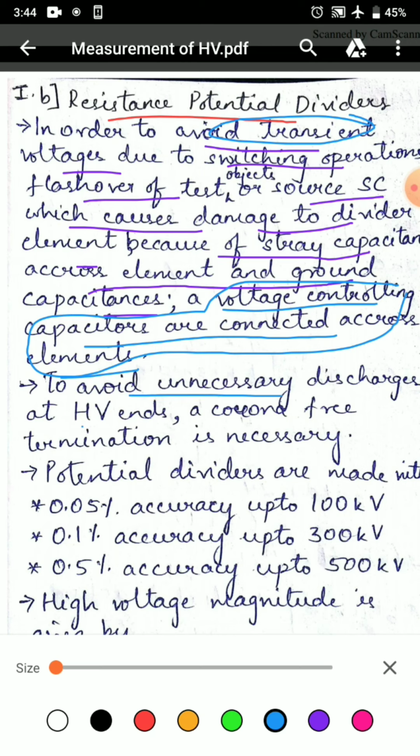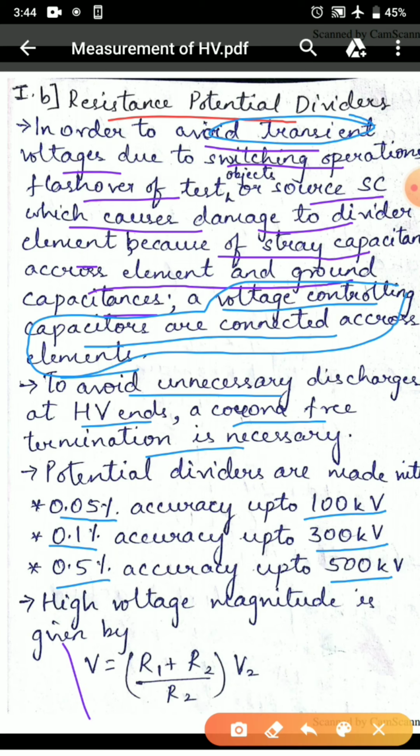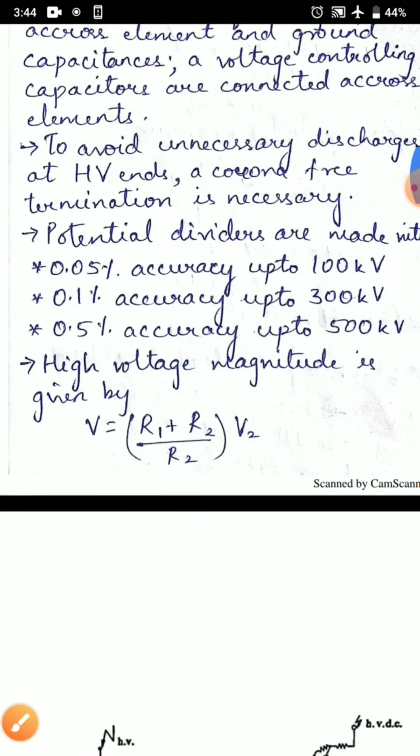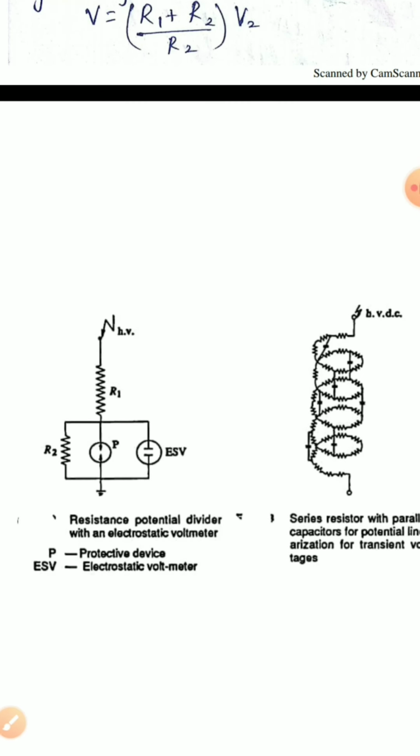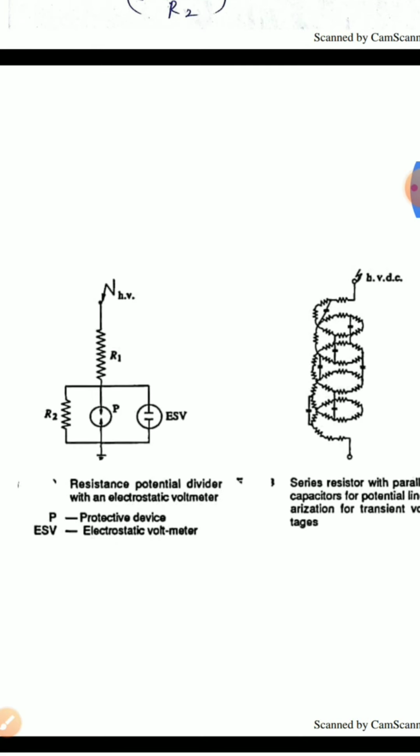To avoid unnecessary discharges at high voltage ends, a corona-free termination is necessary. Potential dividers are made with 0.05% accuracy up to 100 kV, 0.1% accuracy up to 300 kV, 0.5% accuracy up to 500 kV. High voltage magnitude is given by V is equal to (R1 plus R2) upon R2 into V2. Let us go through the circuit setup of resistance potential divider with an electrostatic voltmeter.